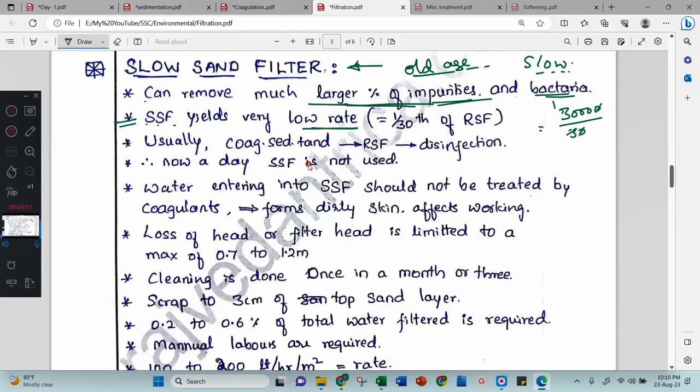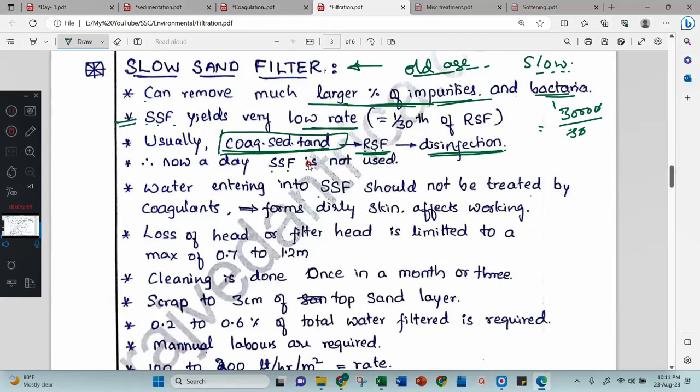Okay. Usually coagulation and sedimentation tank, then after that the rapid sand filter, then disinfection. If you are using a coagulation tank, then you have to use rapid sand, and after that you will use disinfection. Therefore, nowadays slow sand filter is not used. If you are using a slow sand filter, then you should not use coagulation. This is a very important point. If a slow sand filter is used, coagulation is not allowed. If coagulation aided sedimentation tank is allowed, then slow sand is not allowed. That's why nowadays we are using coagulation aided sedimentation, therefore we are not using slow sand filter.